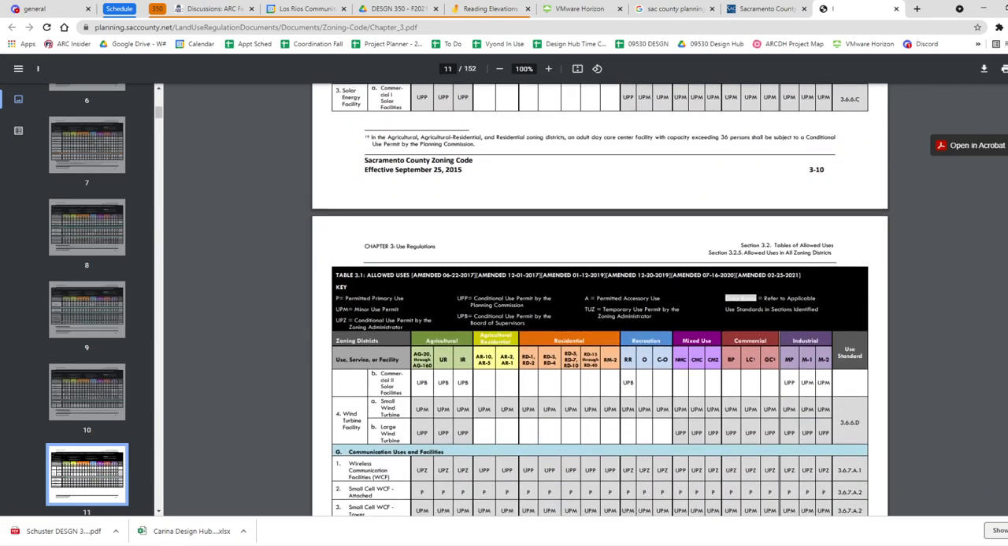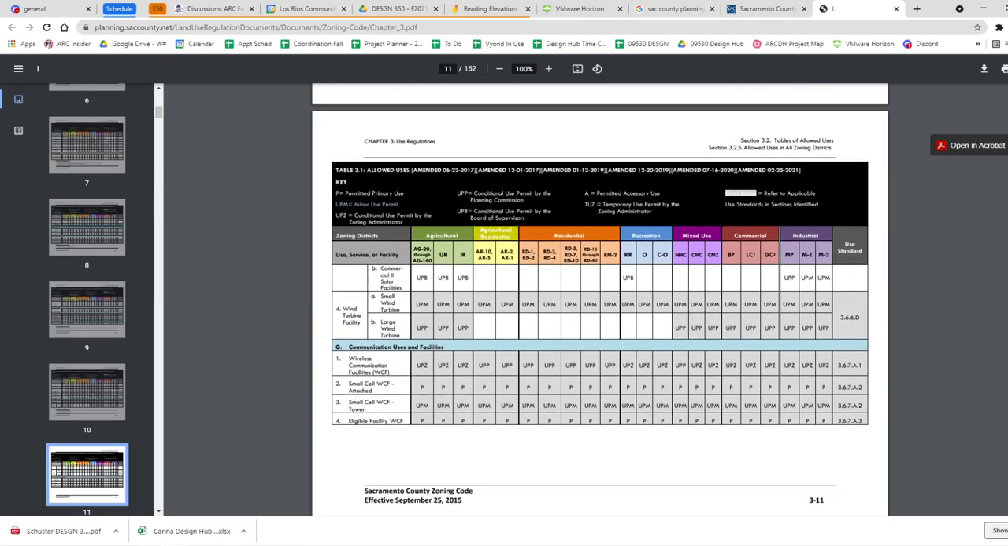Small wind turbine, UPM, minor use permit. You could put a wind turbine up, maybe. Oh, here's the wireless communication facility. So that one is UPP, conditional use permit. Okay. And all you have to do is show that somebody else has got one near you. You're okay.